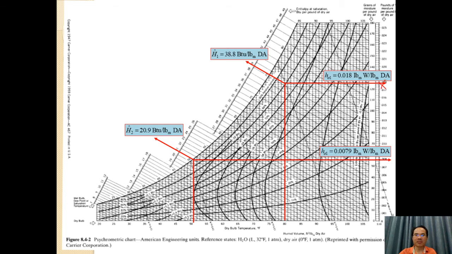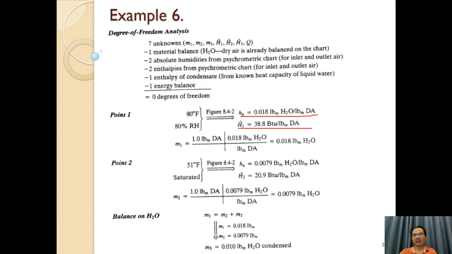Absolute humidity is about 0.01 pound mass water to pound mass dry air. And also you can read the specific enthalpy is approximately 38.8 BTU per pound mass dry air. Okay? This is the first condition for the feed.